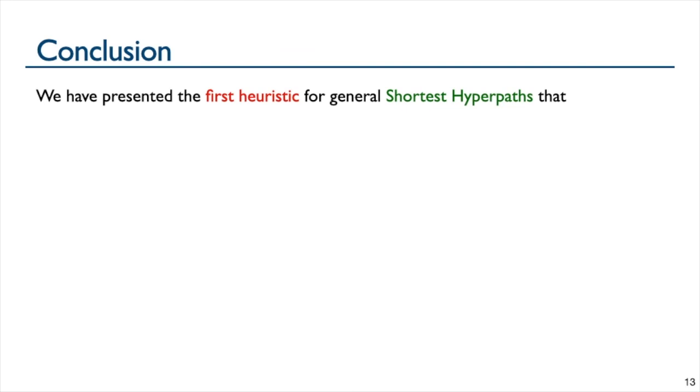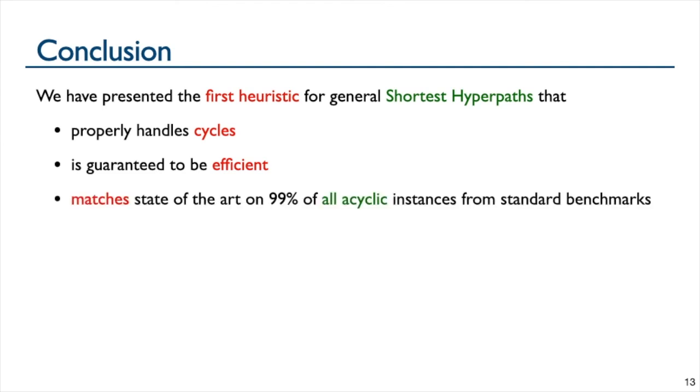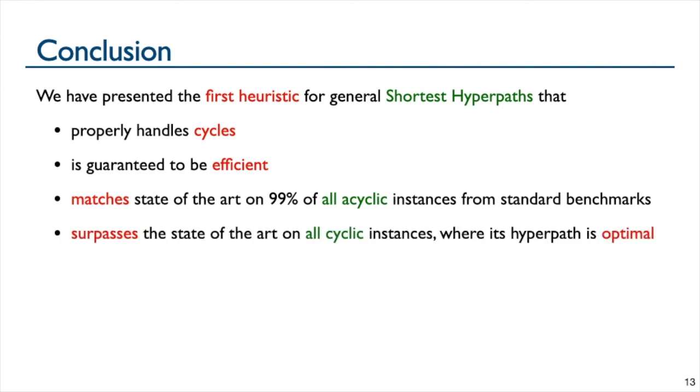In this talk, I have presented the first heuristic for the general shortest hyperpaths problem that properly handles cycles instead of only allowing acyclic hyperpaths, is guaranteed to be efficient instead of having possibly exponential running time, that matches the state-of-the-art MILP on 99% of all acyclic instances, and that surpasses the state-of-the-art on all cyclic instances, where the state-of-the-art returns no solution, and we have shown that the heuristic's hyperpath was optimal.